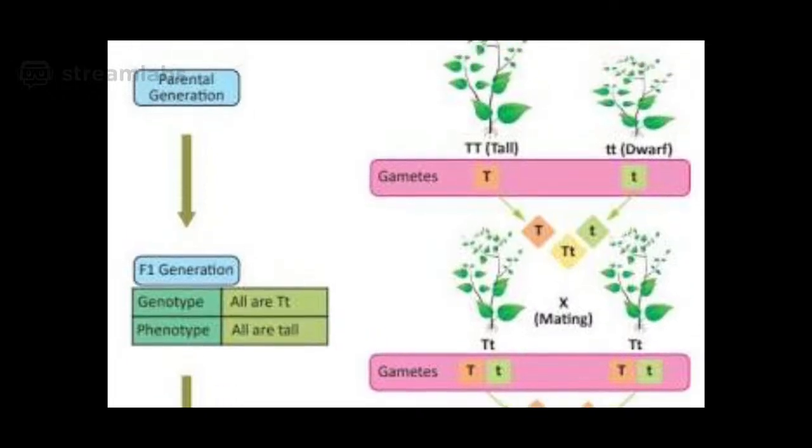So this is F1 generation. Capital T, small t. When it crossed, capital T, small t, all plants are tall plants. And what is the ratio of F1 generation? It is only 1, because all plants are tall and there is no variation. So the F1 generation ratio is 1.